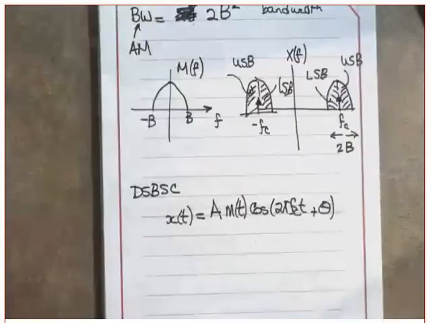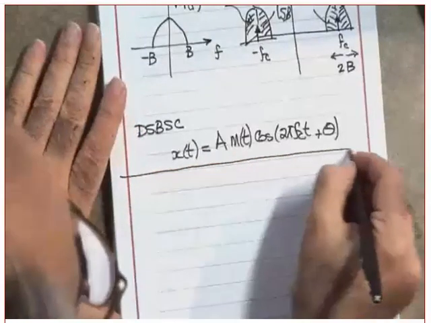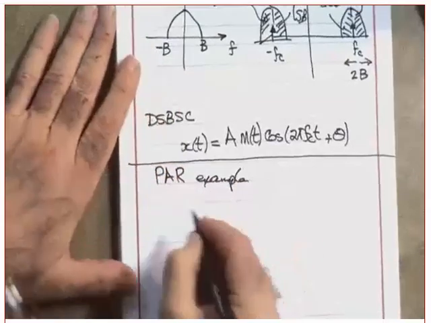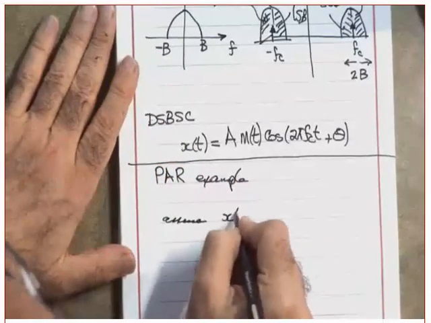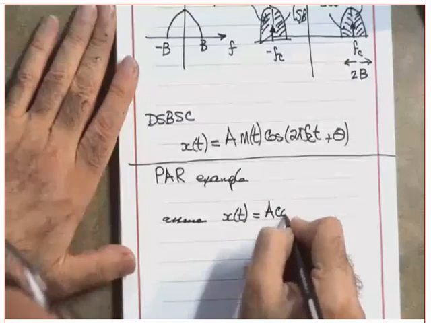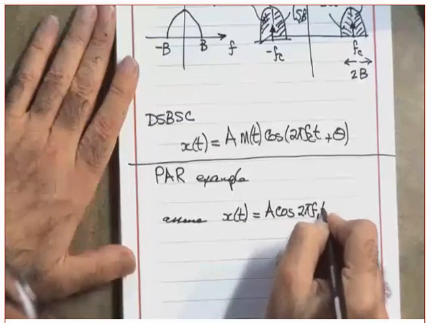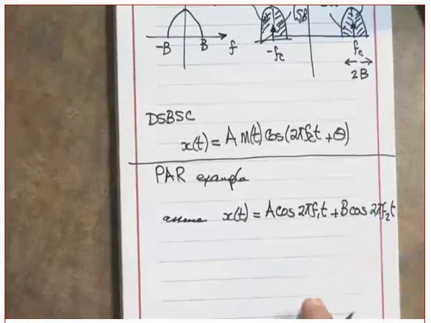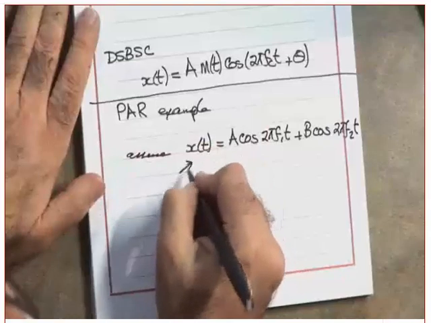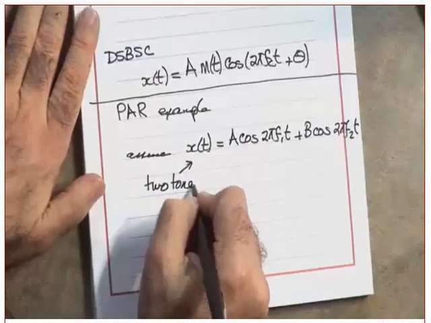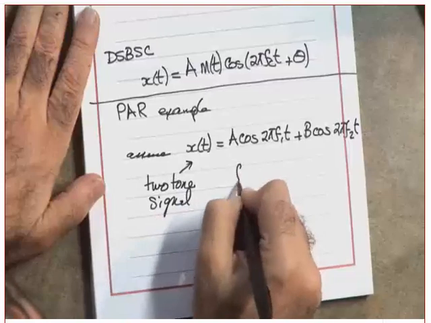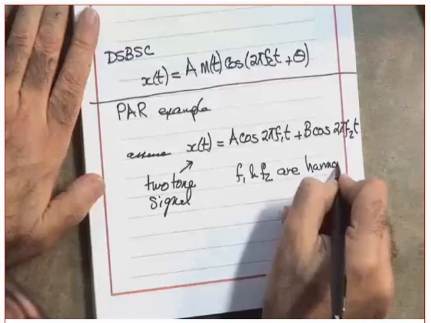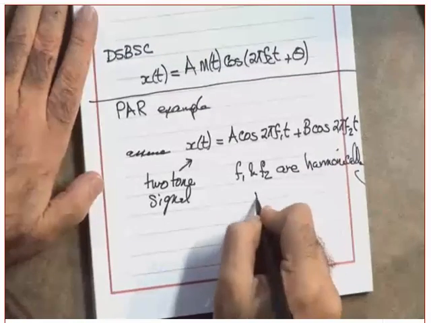Clear? Let me give you one more example on the power, just to make sure that you understood it carefully. Power example, just a quick example. Assume x(t) consists of the sum of two tones, A cosine 2 pi f1 t plus B cosine 2 pi f2 t. Assume that we do have a two-tone signal. Now, let's assume that f1 and f2 are harmonically related. What does that mean?